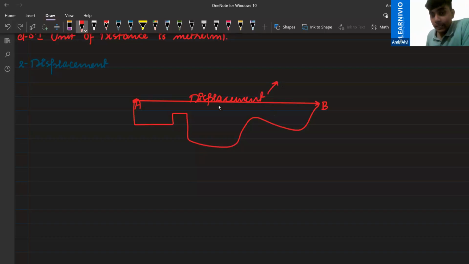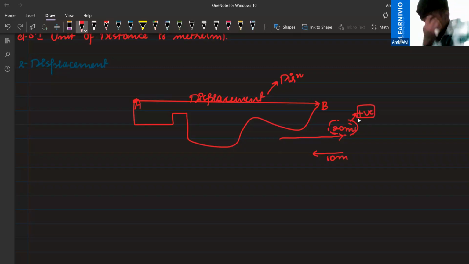So displacement depends on direction. Why? If you go in this direction 20 meter, and if you go in this direction 10 meter, it's a vector quantity, so it depends on the direction. That's why we have to assume that one of the directions is positive. Generally we assume that this is the positive direction. Clear, all of you? No, sir. Yes.